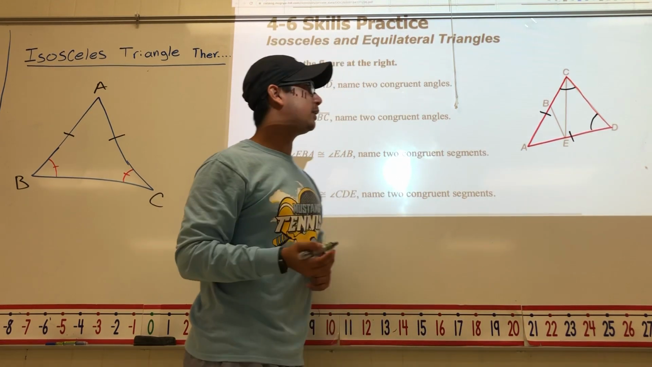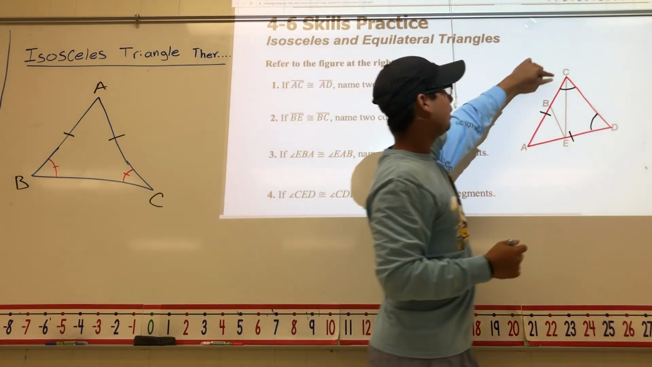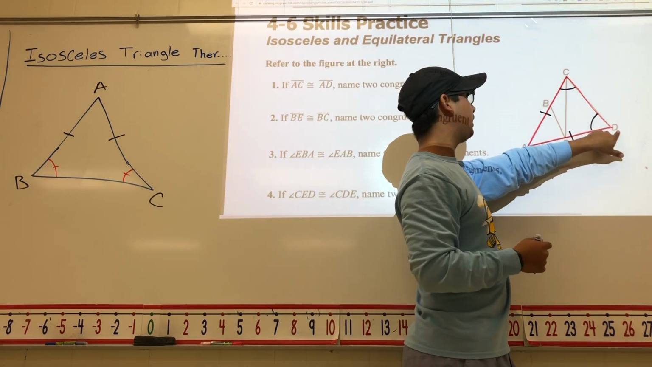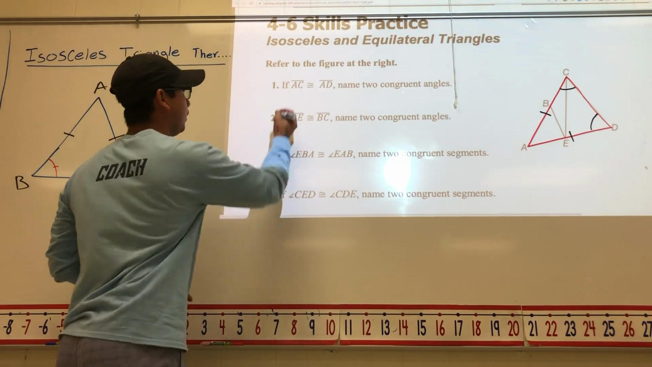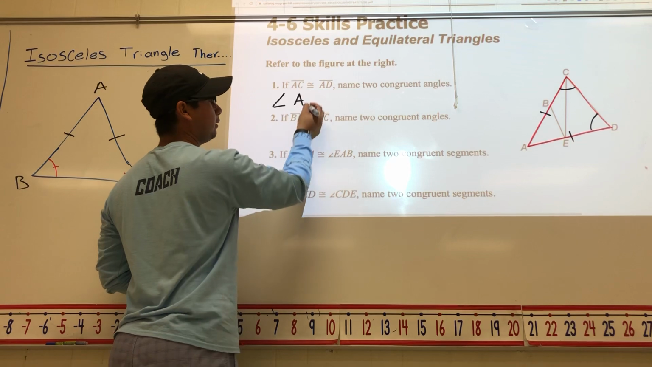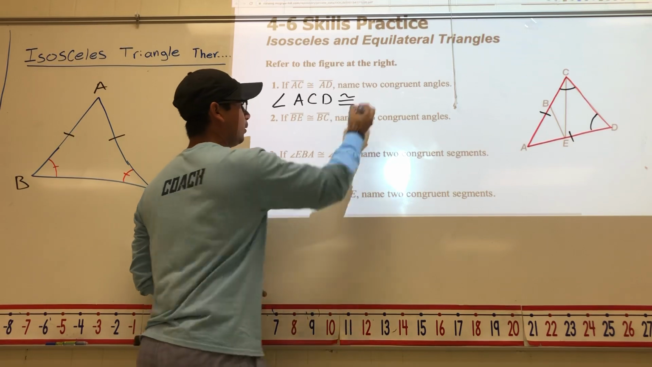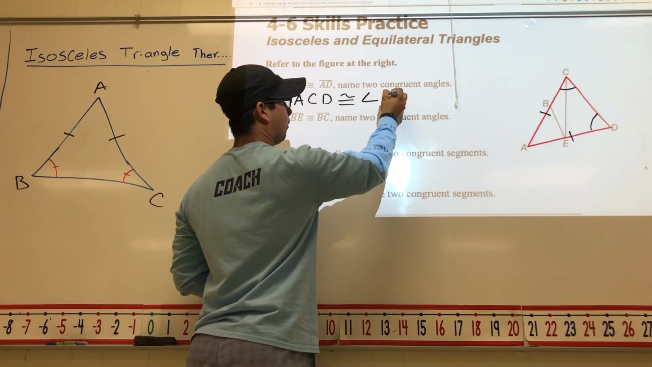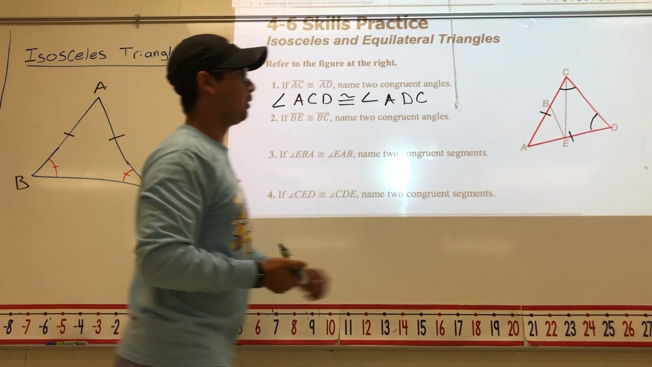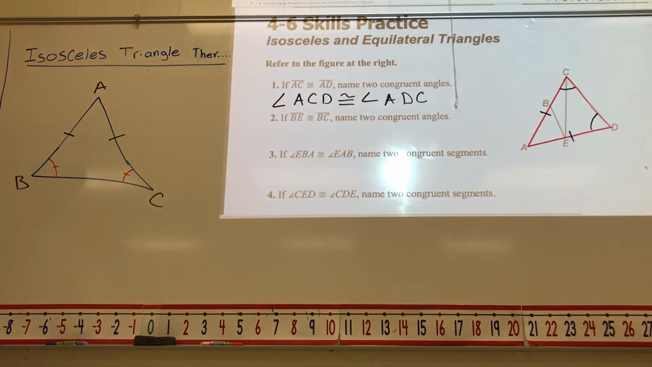Well, there's only one way you can name this angle. There's going to be angle ACD is congruent with angle ADC. Okay, so we're going to write that here. So we have angle ACD is congruent with angle ADC. Right? And we're talking about these two angles right there. So fairly simple, nothing too bad, nothing too hard, right?